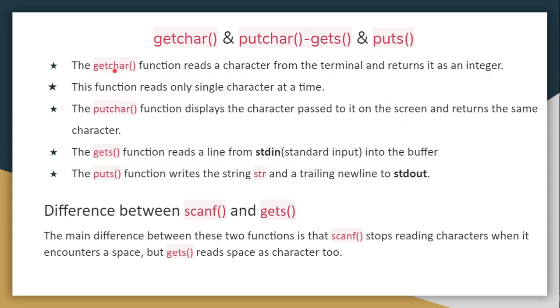Actually, getchar is to input a character from the terminal and return it as an integer. That means the system will treat it as an integer, but for the user it is a character that is given as input. And this function can read only a single character at a time. We have seen in our example c equals getchar, otherwise getch, so that function will get only one character. And putchar is a function that displays only one character on the screen. So that is the meaning of getchar and putchar. These are also input output statements, specifically used for characters.